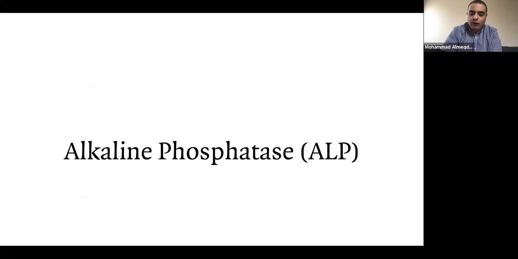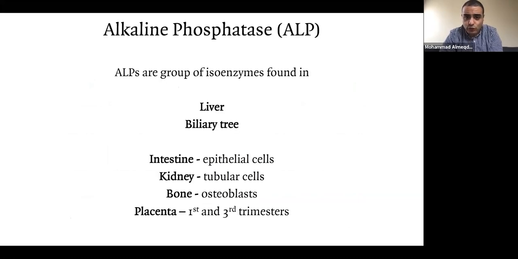How about ALK phos? So ALK phos is a group of enzymes. It's not one enzyme. It's a group of isoenzymes. They're really found mainly in the liver and biliary tree, but there are other places where this is found. And these 5 or 6 places you should really know. So it's in the liver, biliary tree, but it's also in the intestinal epithelium.